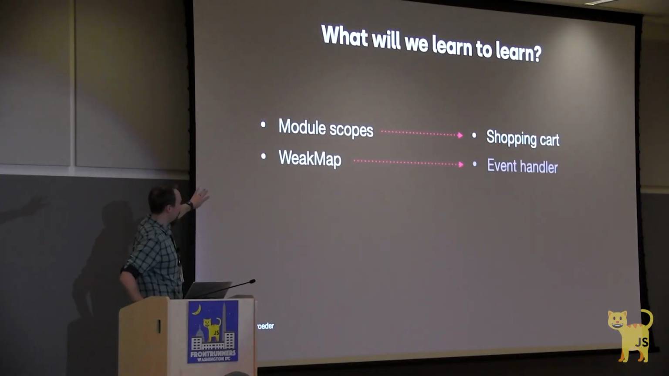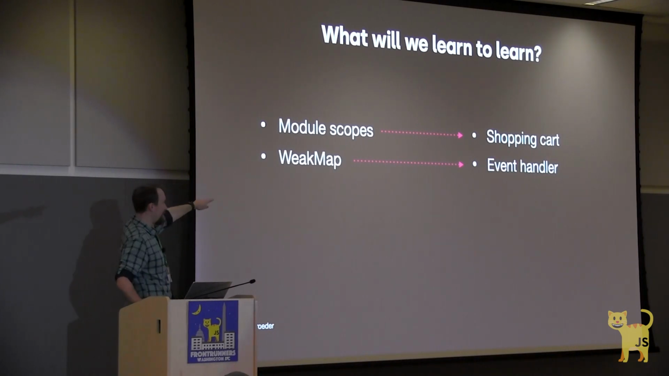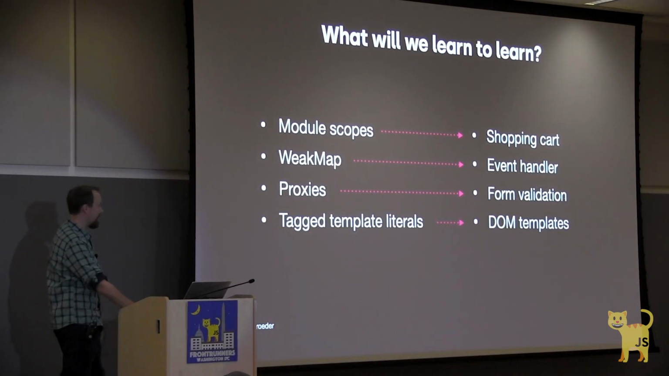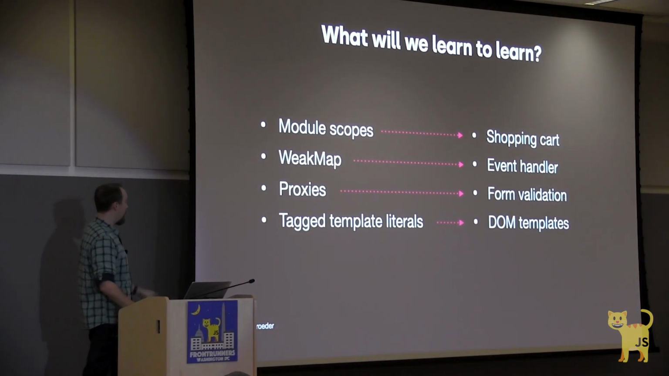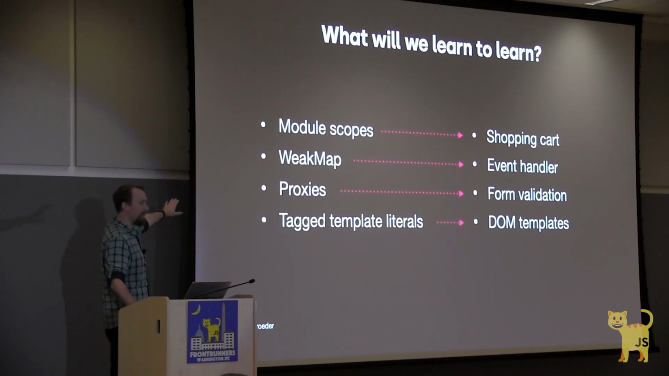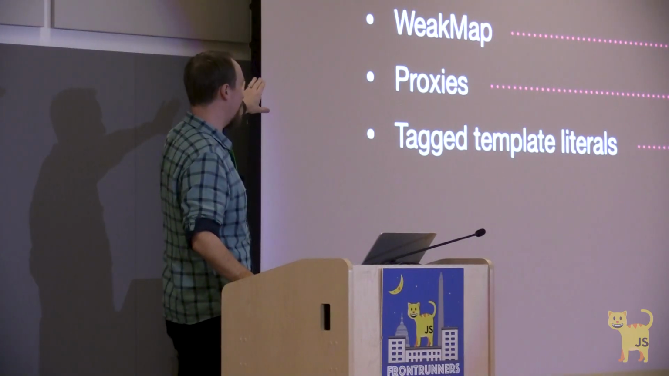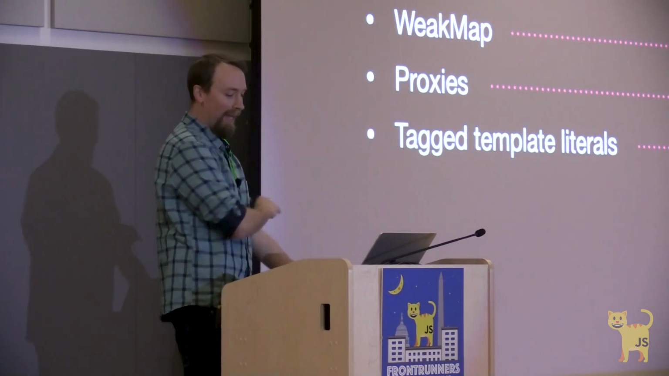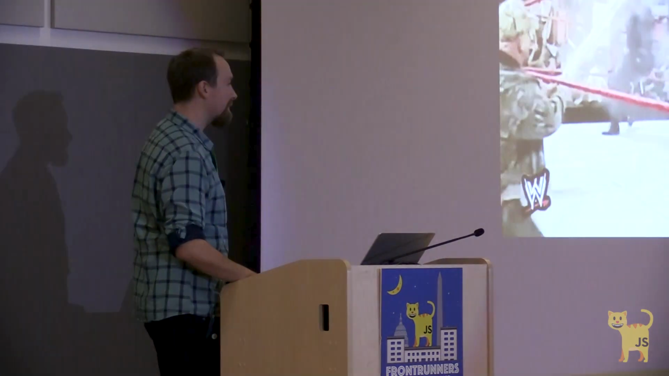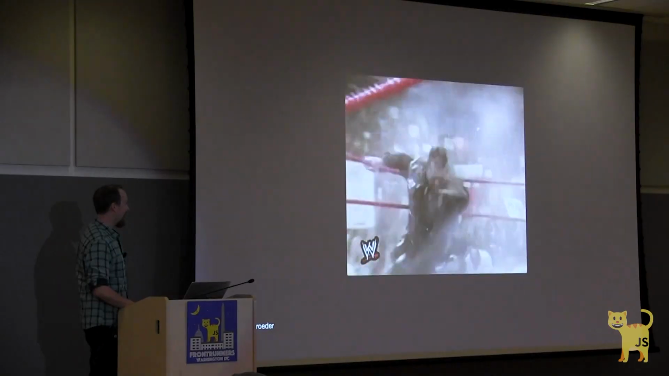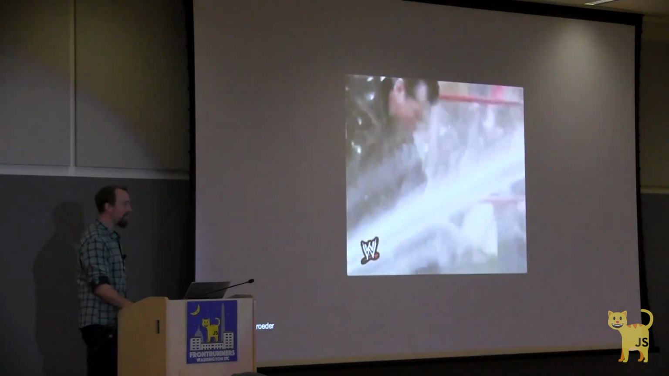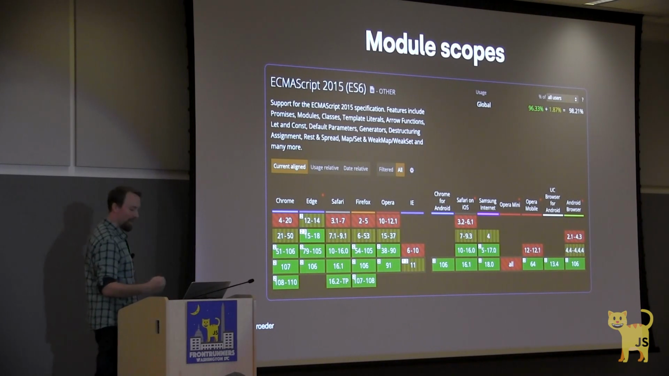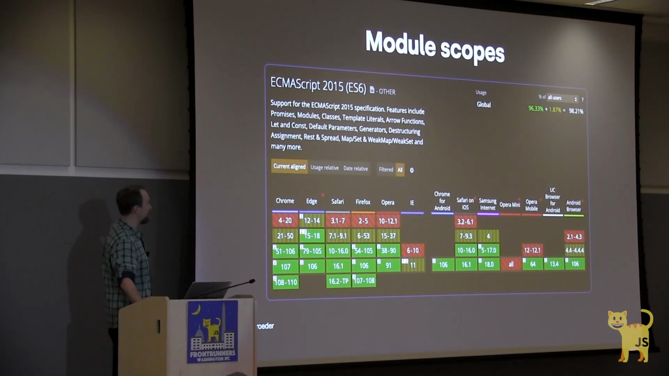There's 4 things. Module scopes, we're gonna build a shopping cart. WeakMap, we're gonna look at event handling. Proxies and form validation, and tagged template literals and DOM templates. So these 4 concepts are highly underutilized in JavaScript. How many people use like WeakMaps? We got 1. All right, they're amazing, and we're gonna learn about them. Shipped it this week. There you go. It will be a little bit of drinking from a fire hose, so just try to stick with it. Be there with me.